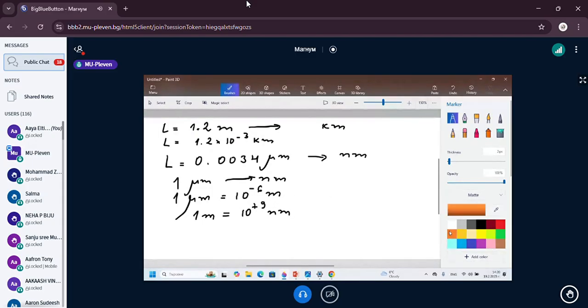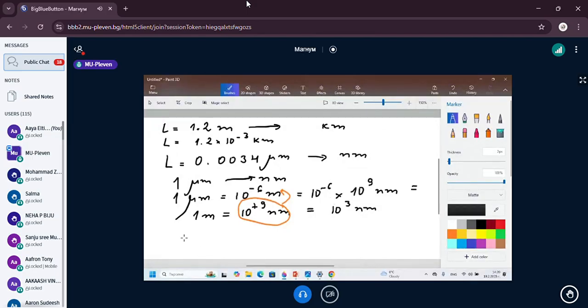And this is to be substituted here. Instead of meter, we'll write this. So thus, let me write 10 power minus 6. And then instead of meter, 10 power plus 9. I may omit plus in this case, since it is one and the same, nanometer. So thus, we've got 10 power plus 3 nanometers.